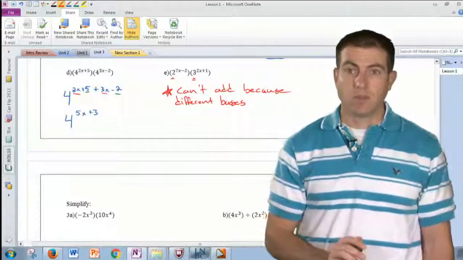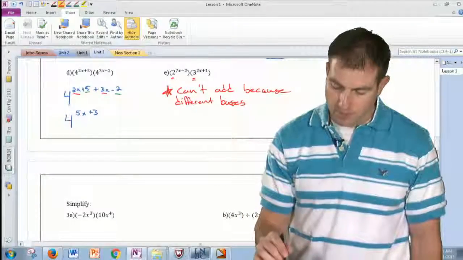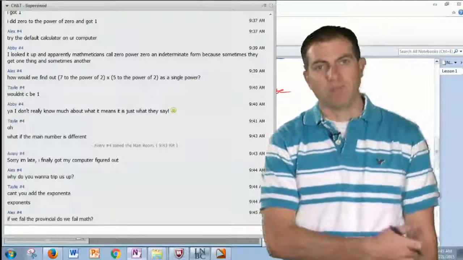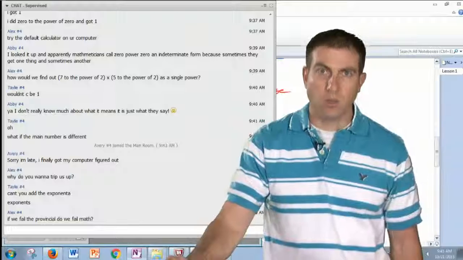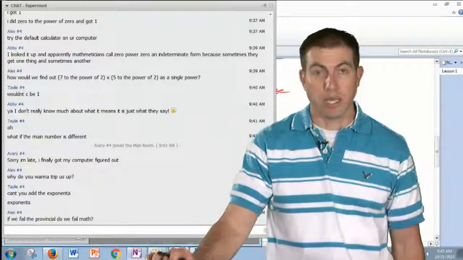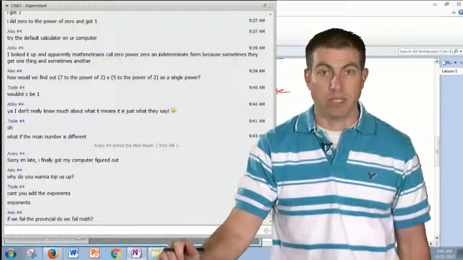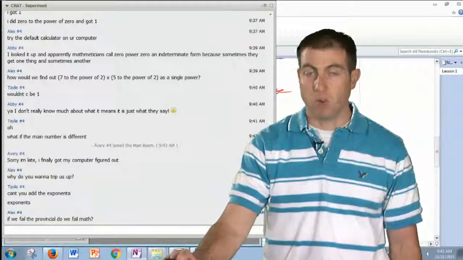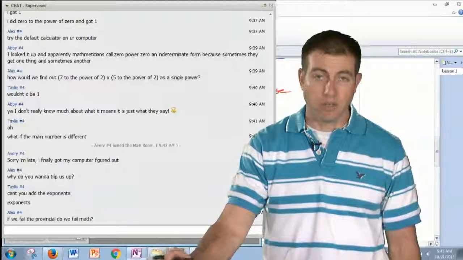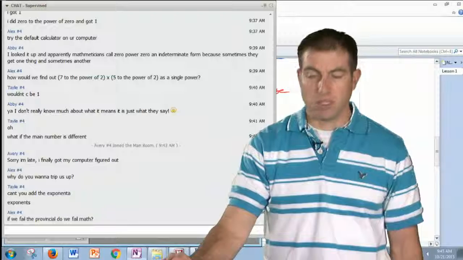All right. If we fail the provincial, do we fail math? That's a good question. No, you don't. The provincial exam is going to be worth 20% of your final grade. So our two terms that we have are going to be added together. 80% of your grade comes from those two terms. And then your final exam is going to be 20% of your grade. So it's significant, right? 20% is a lot, but it doesn't mean you fail.